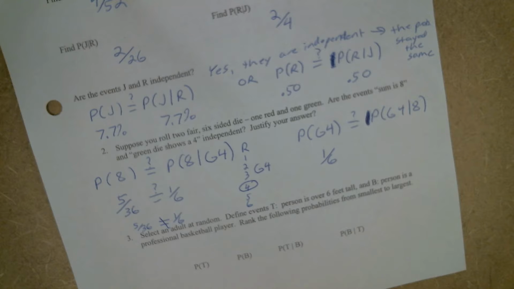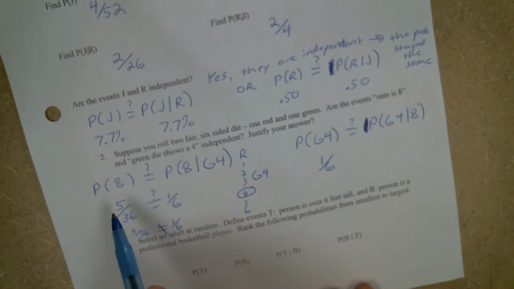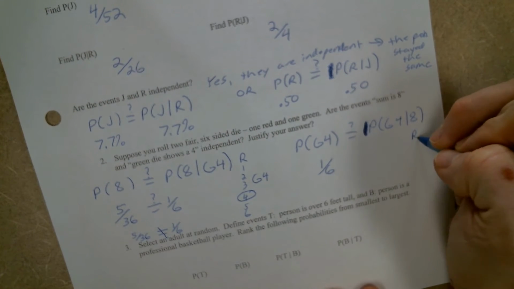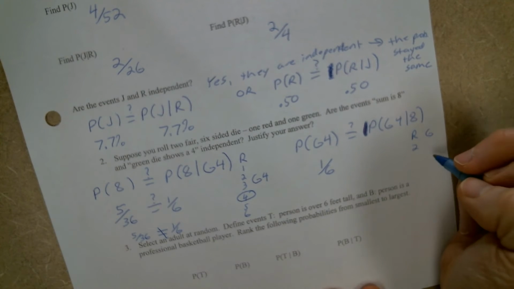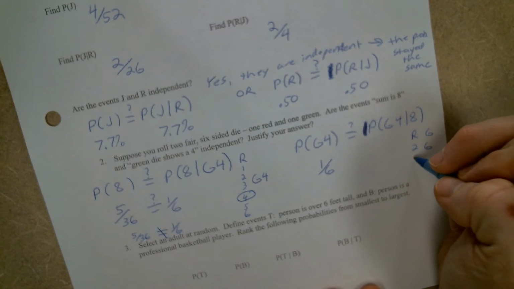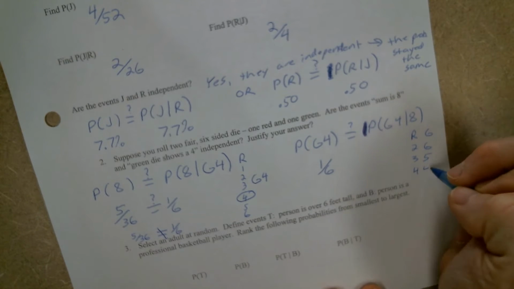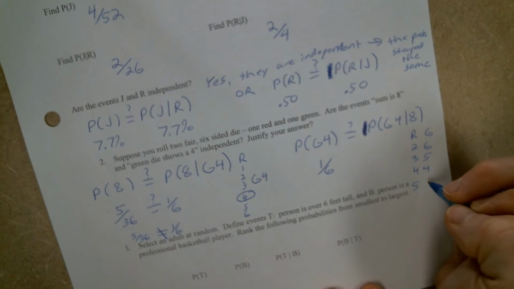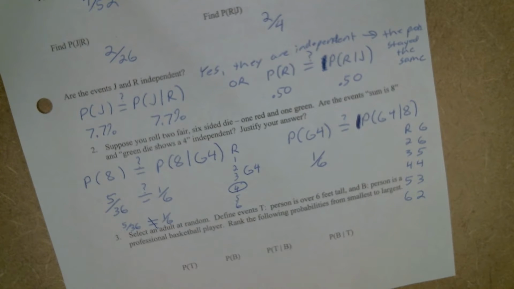So what we want to do here is think about all of the different ways that we can get a sum of 8. And we already said there are 5. So if we do the red and the green, we could have a red 2 and a green 6. We could have a red 3 and a green 5. We could have a red 4 and a green 4. We could have a red 5 and a green 3. We could have a red 6 and a green 2. So there are 5 options in total.